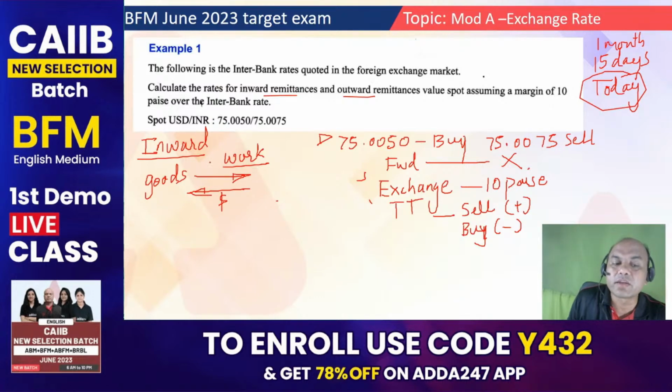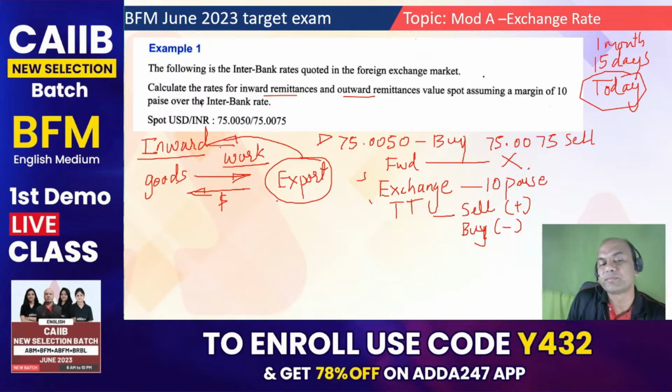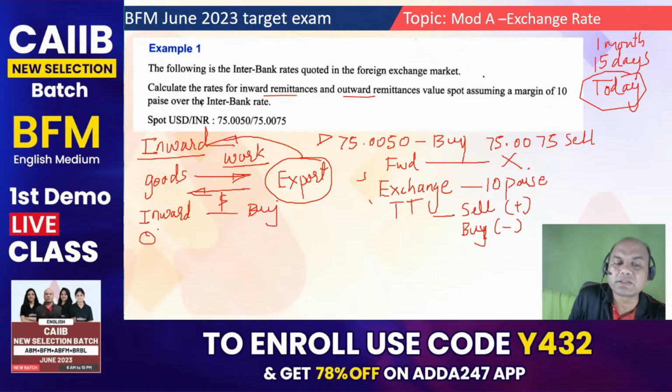If goods are going out, definitely it is export. So I have inward remittance in export only. When do I have outward remittance? In the reverse case. Goods come in, dollar goes out, so that's in imports. When I'm having inward remittance, which rate will I apply? For inward, I'll always apply the buy rate. For outward remittance, I'll always apply the sell rate.